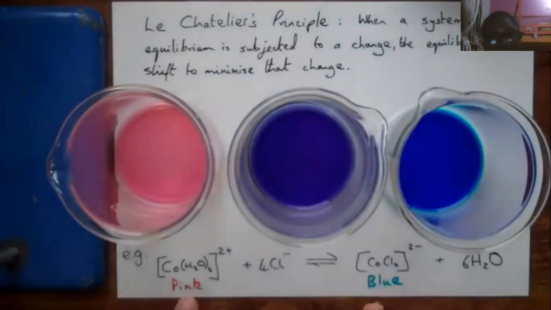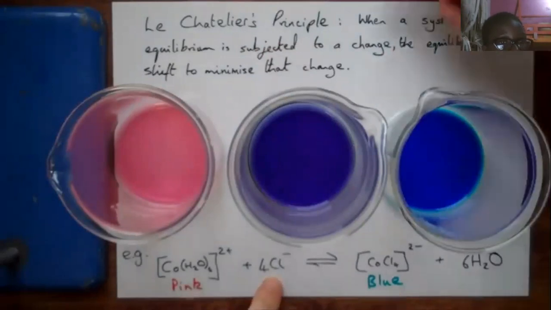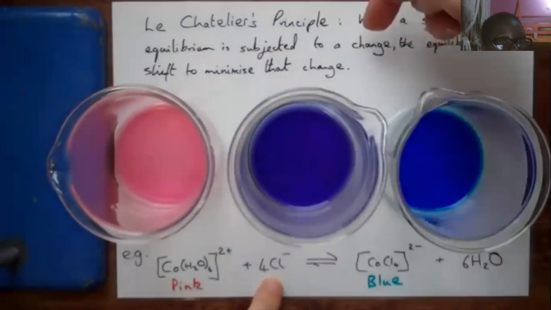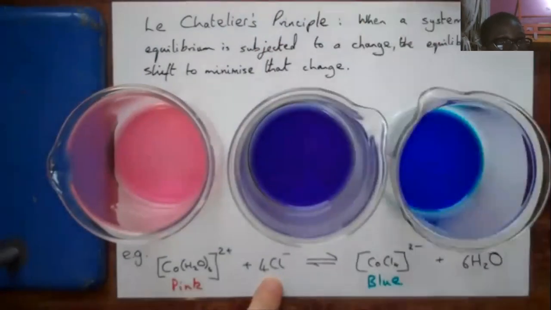So we've got the pink chemical and the blue chemical. They're still in equilibrium now, but there's more of the blue, less of the pink, because we added more chloride ions. It says in Le Chatelier's principle, when a system in equilibrium is subjected to a change, the equilibrium will shift to minimize the change. We added lots of chloride ions. So the equilibrium shifts this way towards the blue end to get rid of some of the extra chloride ions we added. Those chloride ions we add, some of them will react with the pink to make more blue.